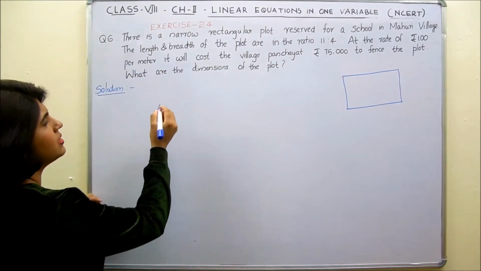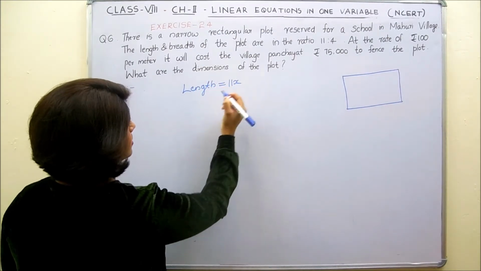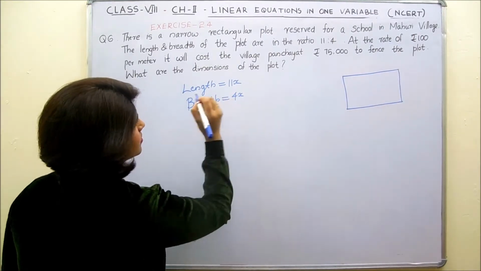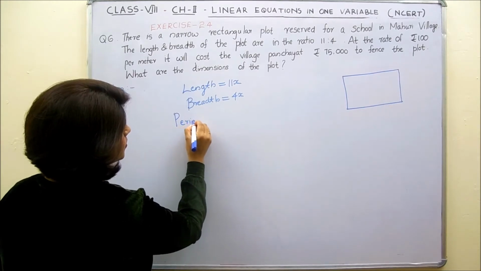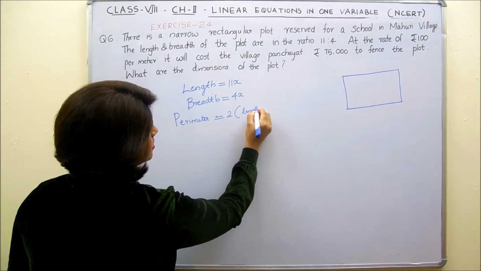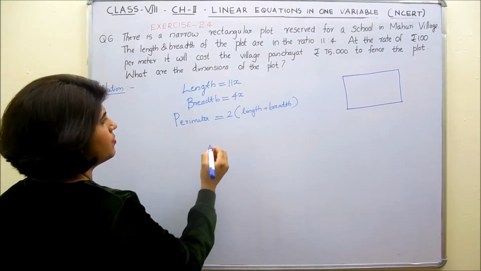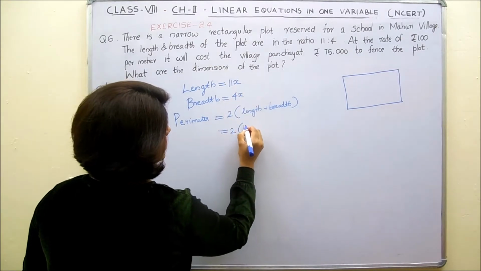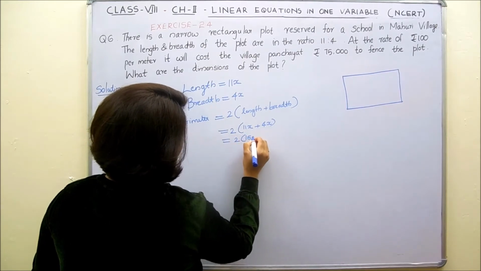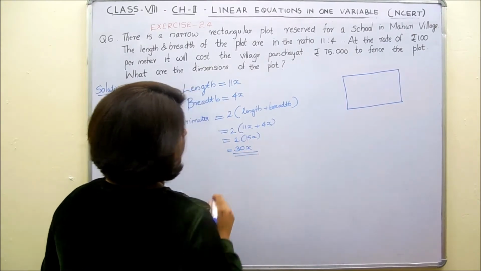Right? So we can consider length equal to 11x, breadth equal to 4x, then perimeter equal to 2 into (length plus breadth), right, which is equal to 2 into (11x plus 4x), which is equal to 2 into 15x, that is equal to 30x. So we got the perimeter.